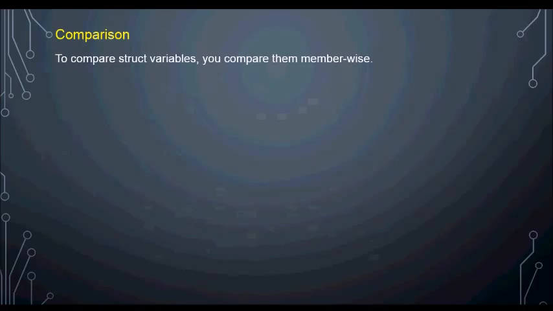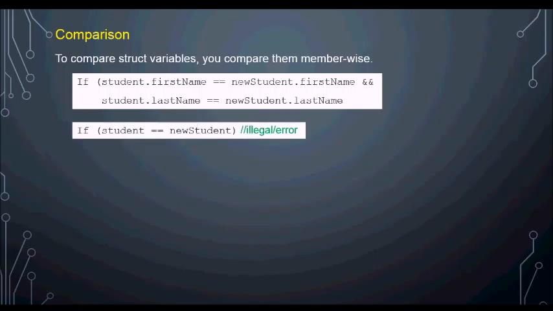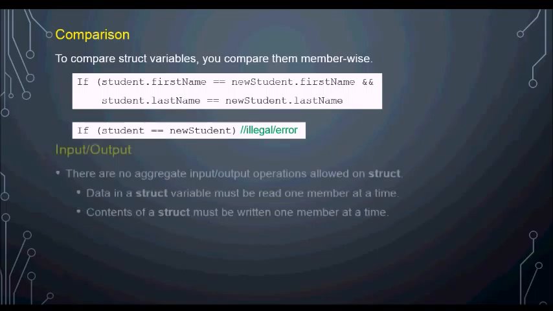To compare struct variables, you must compare them member-wise, just like what we did in the assignment, where we assigned them member-wise. For example, if student.firstName is equal to newStudent.firstName and student.lastName is equal to newStudent.lastName. Using if student equals newStudent is an illegal or error statement.